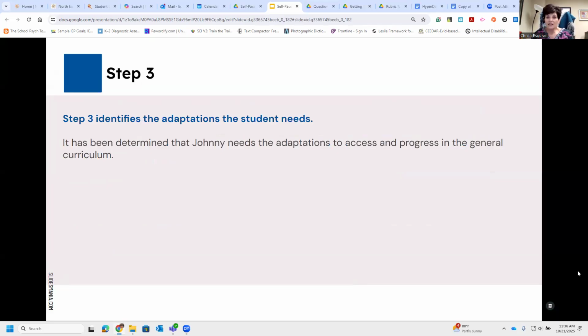In step 3, we identify the adaptations Johnny needs to access the curriculum. These include explicitly pre-teaching vocabulary, embedding vocabulary supports, simplifying text, orally administering tests, and allowing a dictionary. These supports allow him to demonstrate comprehension even when the text is challenging.